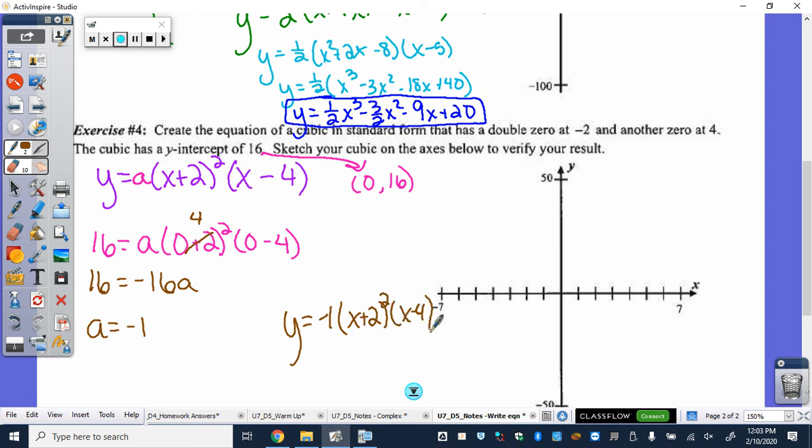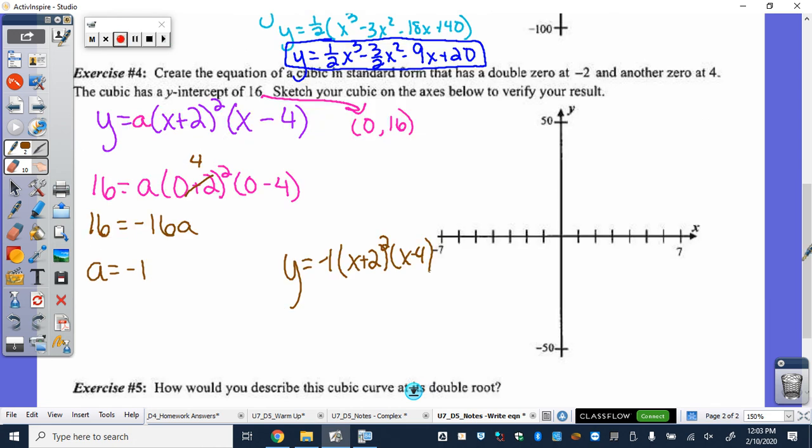So there's your equation. Let's leave it in factored form. Just go ahead, type it in your calculator. Make sure it looks like it's supposed to. Make sure it hits the y-intercept and it has our double 0 at negative 2. Should look kind of like that when you type it in your calculator.